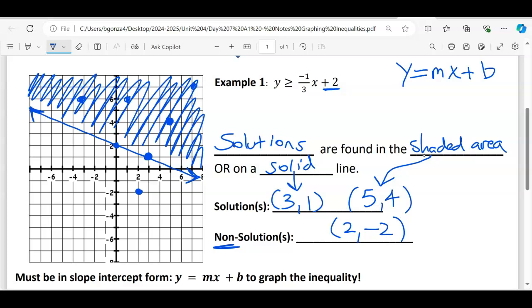Okay, so our notes are half done. Do you understand how to graph b and then you rise over run? You got to make sure you have the right type of line. You got to make sure you shade the right way, and then pick solution and non-solution points, okay?